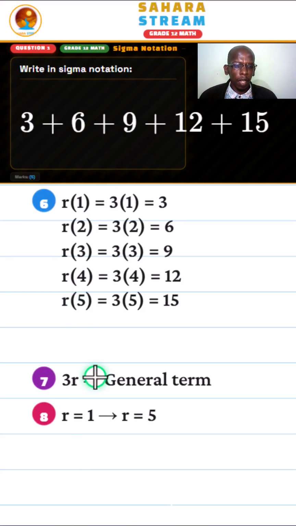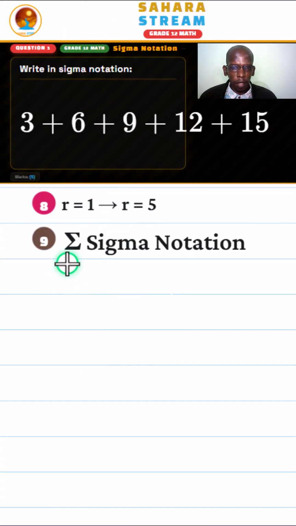Then from there, the next step is understanding this symbol here, which we call the sigma notation. The sigma notation basically means you have certain terms from the first one, or wherever they start, all the way to the last one.